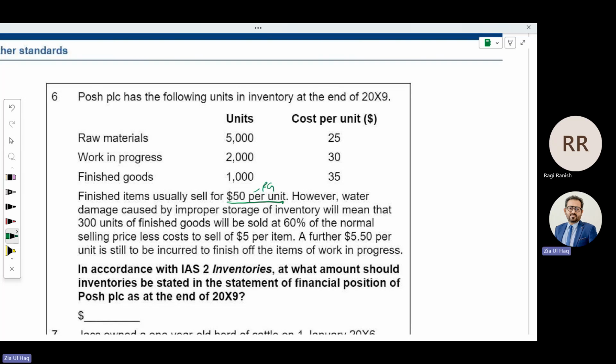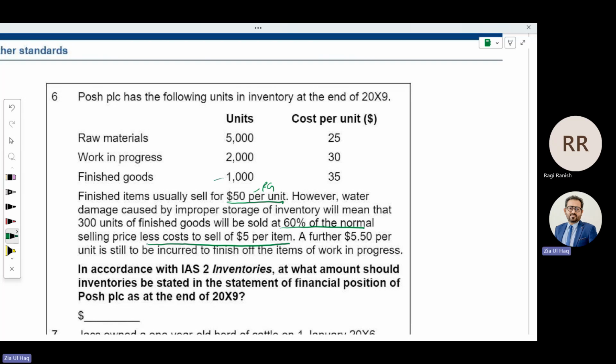We need to compare cost and NRV. However, water damage caused by improper storage of inventory will mean that there was heavy rain, like in UAE, and due to that, in storage, some units were destroyed. 300 units of finished goods will be sold at 60% of normal selling price, less cost to sell of 5 per item.